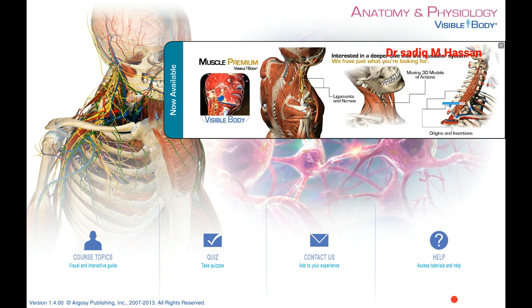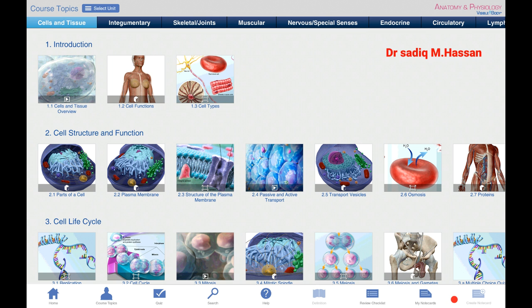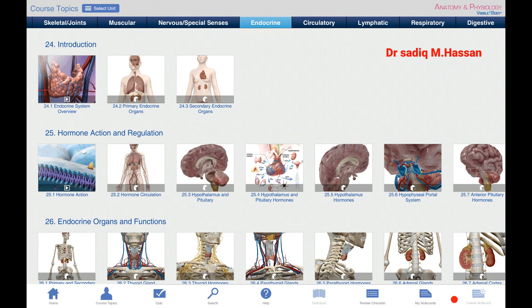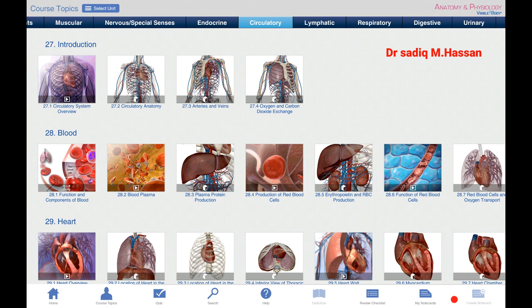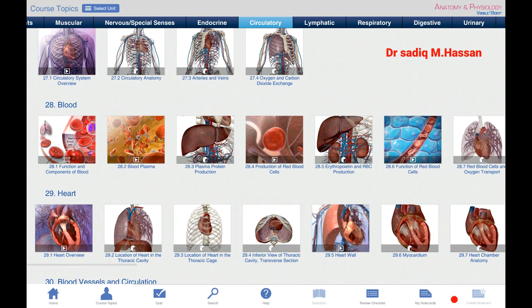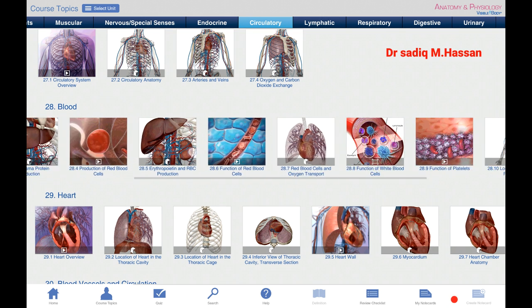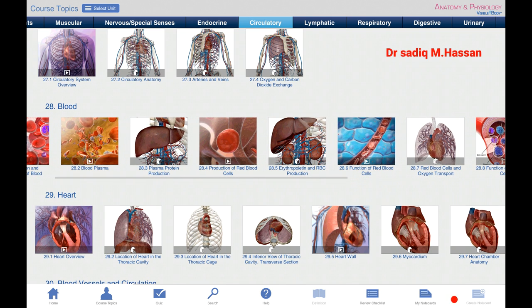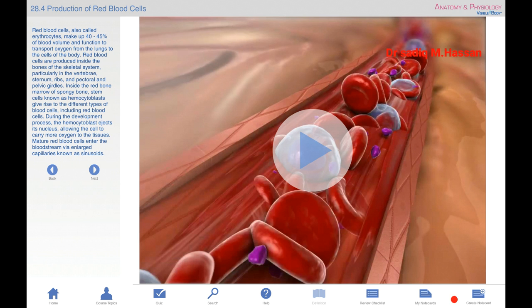This is the last of the introductory course, a short video which we intended. Let us see the last one, the blood vessels and their function. So let us see that video, a short video of blood vessels in general, their function, and the production of red blood cells.